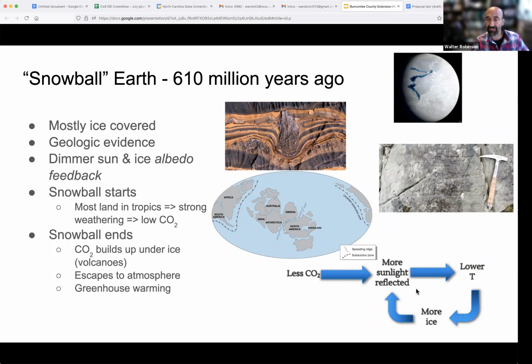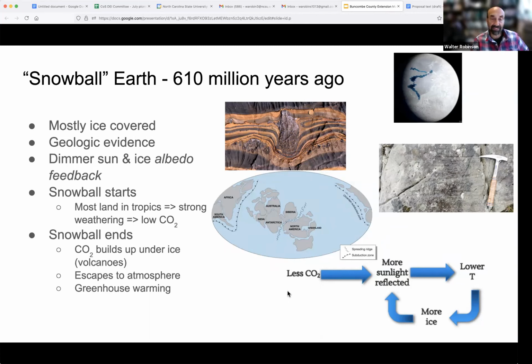These sorts of feedback loops are actually important for how the Earth responds to things that either happen naturally, like Snowball Earth, or things that we're doing to the planet more recently. We have these positive feedback loops. So how did it end? Obviously, we're not still in a Snowball Earth.